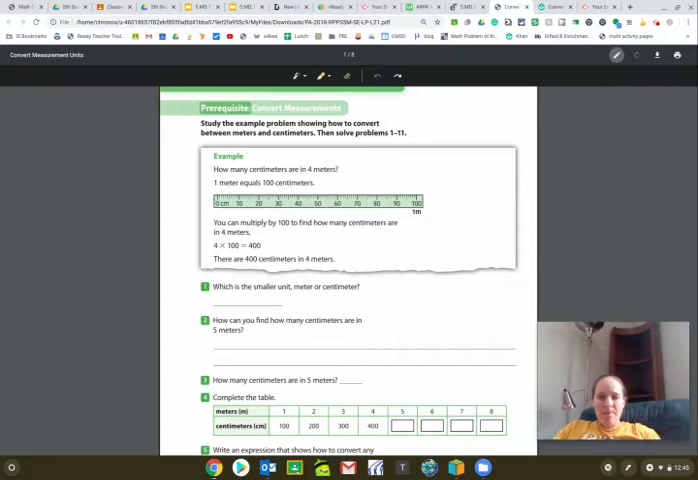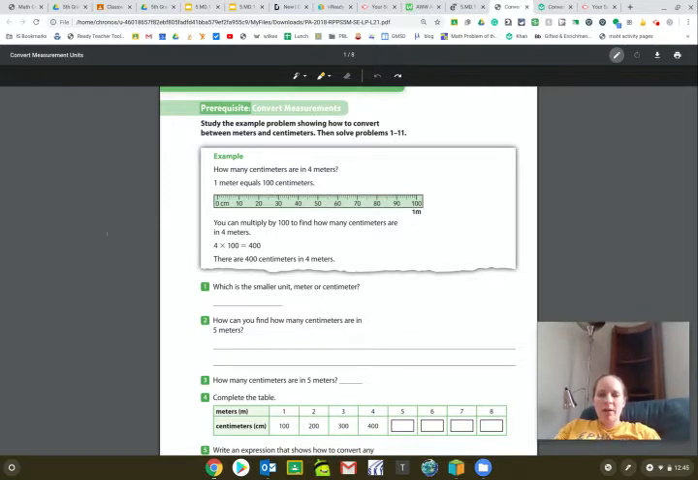So you'll see here that this is an example of a meter stick. Obviously not at the right size, but it shows that there's 100 centimeters in 1 meter. So if I have 4 of them, we have 4 groups of 100. So that's 100, 100, 100, 100, or 4 times 100, which is 400 centimeters.